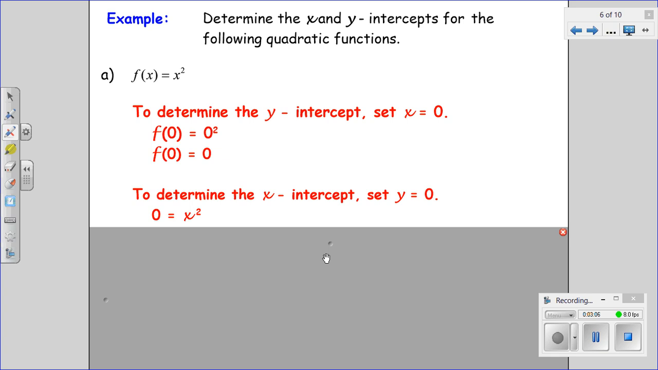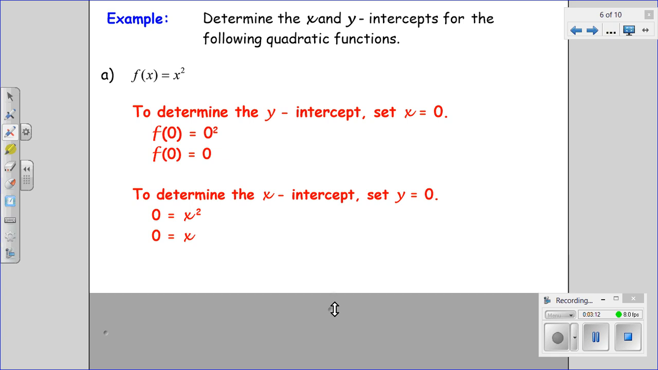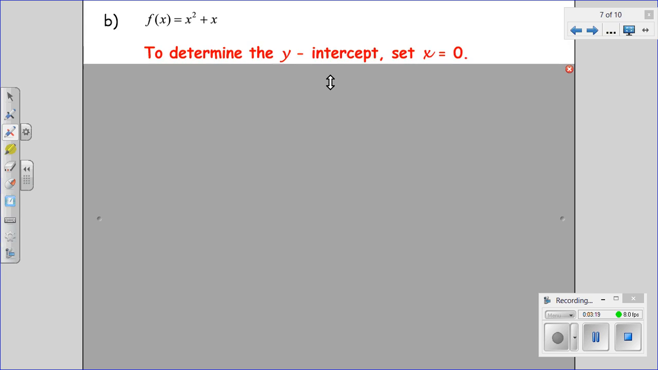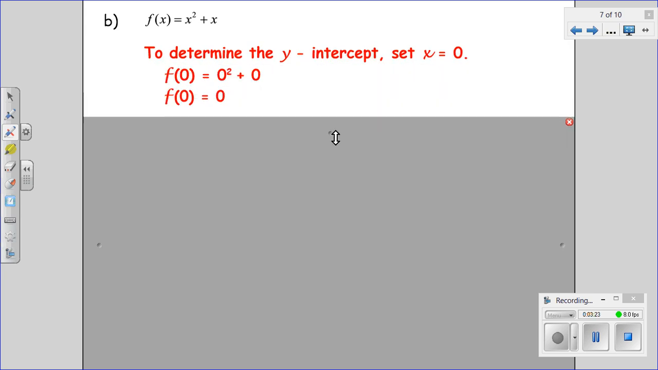For the x-intercept, again, it's pretty straightforward. For this example, we set y equal to 0. 0 is x squared. We square root both sides. We're good to go. f(x) is x squared plus x. Again, to find the y-intercept, set x equal to 0. 0 squared plus 0, it's still 0.